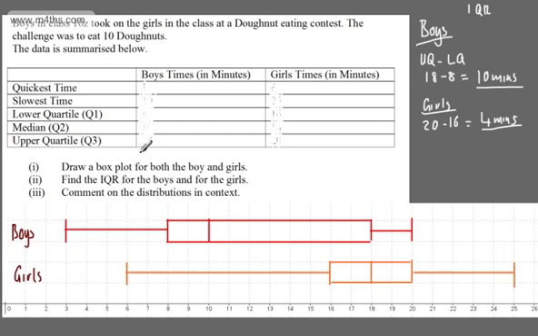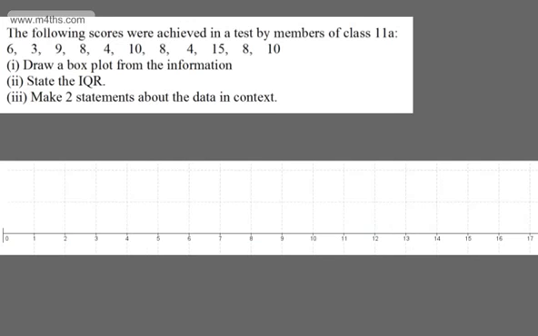And when you're answering these questions in exams, they must be in context. So you must state now it was 10 donuts, taken time to eat 10 donuts in minutes. The median time for the boys to eat 10 donuts was 10 minutes. The median time for girls to eat the 10 donuts was 18 minutes. Don't just put the median is higher than the other one. Okay, so that's now drawing the box plot.